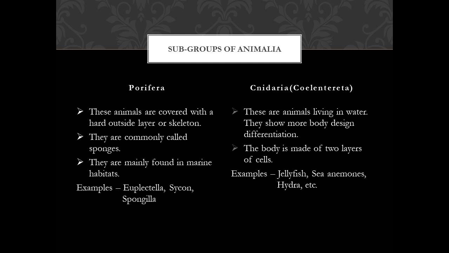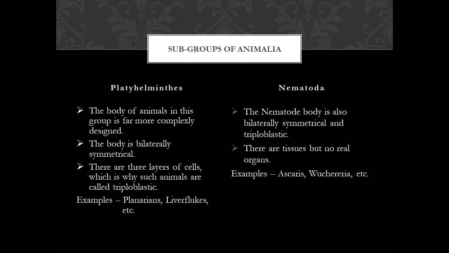Next is Cnidaria. These are animals living in water. They show more body design differentiation. The body is made of 2 layers of cells. One makes up cells on the outside of the body and the other makes the inner lining of the body. Examples are jellyfish, sea anemones, hydra, etc.